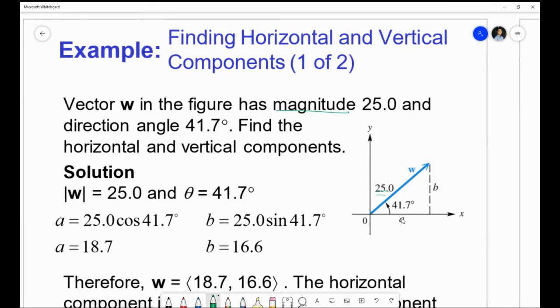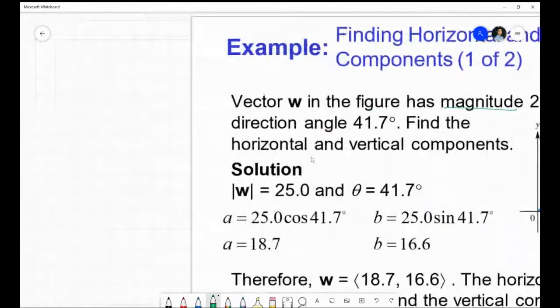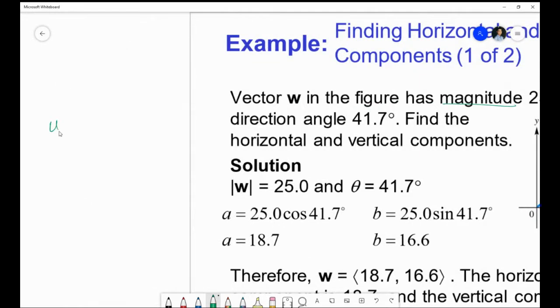Now, the magnitude of A and the magnitude of B can be found by using the formula that we just got. So if we use the formula that we just found, we have the component form, the horizontal component and the vertical component. We can take the magnitude, oh, this is W, right? I'm sorry. So we take the magnitude of W times cosine theta and the magnitude of W times sine of theta.